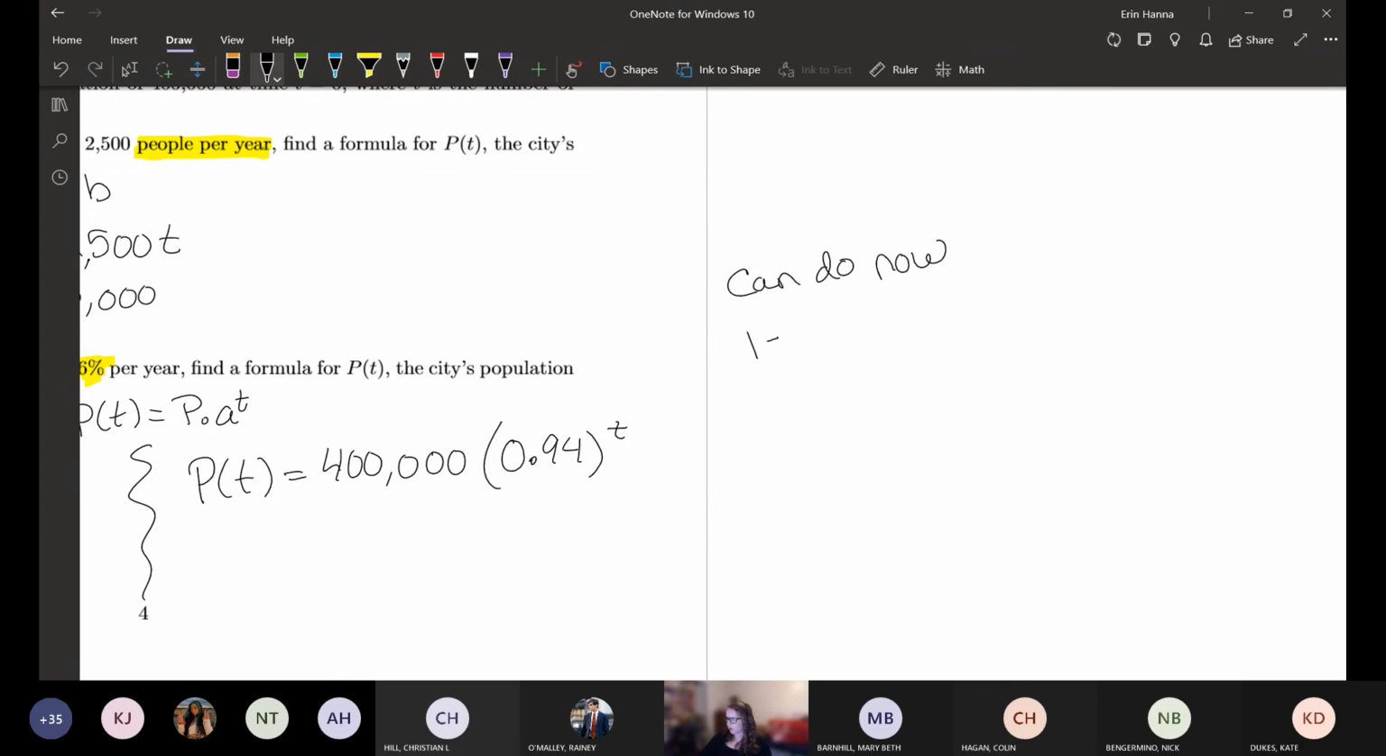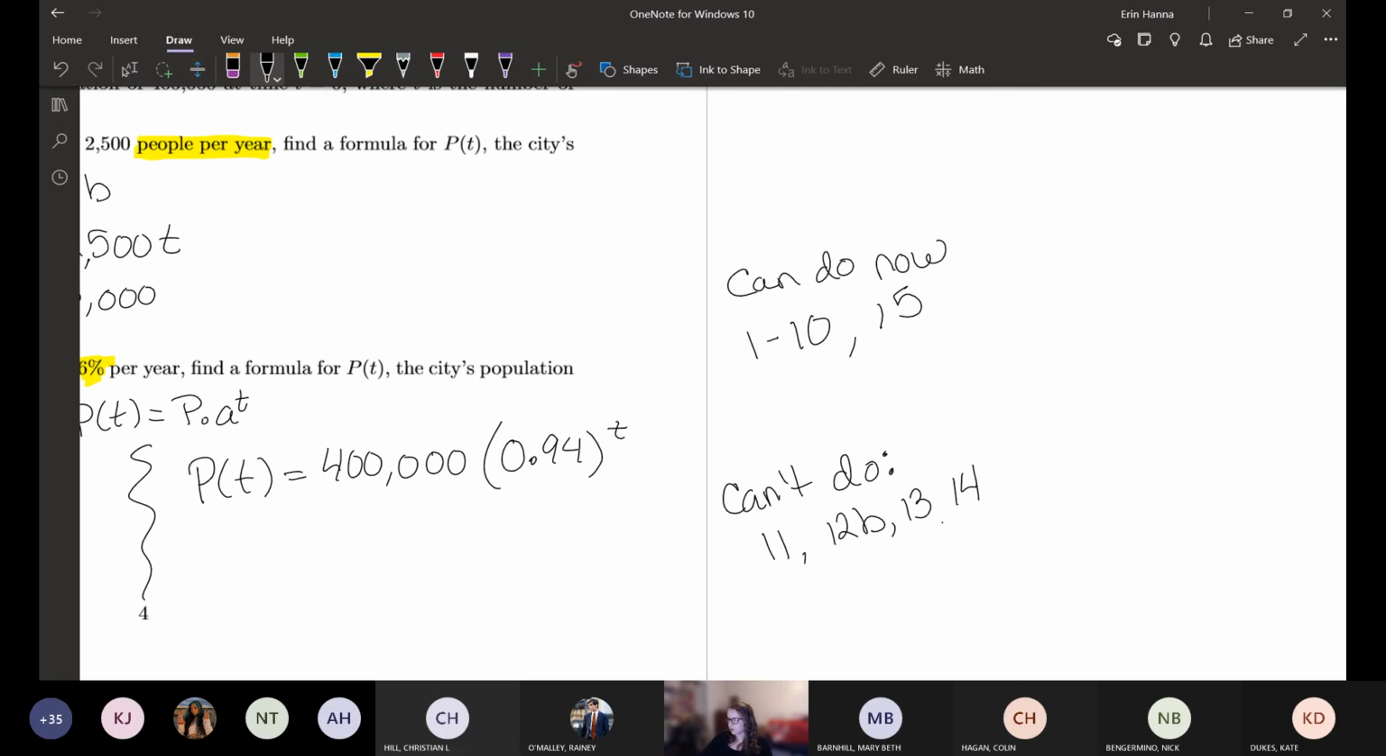Anyway, 1, 2, 3, 4, 5, 6, 7, 8, 9, 10. 1 through 10. Can't do 11 yet. I thought it was in this section, but I forgot it's not. So you actually can't do 11 yet. And you can do part of 12, but not all of 12. Can't do 13. 14. You can do 15.